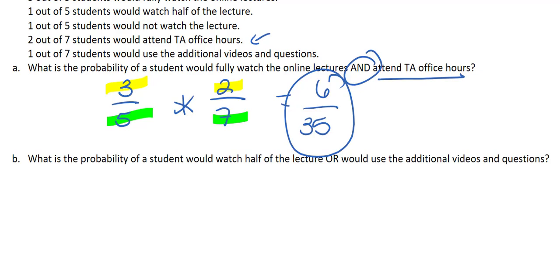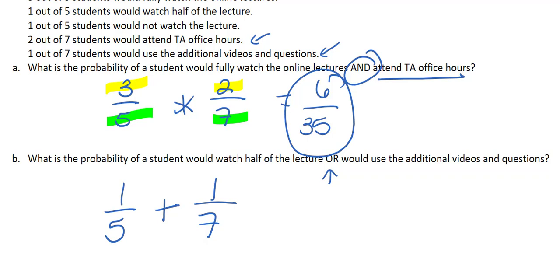So let's go ahead and look at the second one. So what's the probability of a student would watch half the lecture or would use the additional videos and questions? So notice we have an "or". This means we're going to go ahead and add the probabilities together. So let's go ahead and do that. So we have watch half the lecture. Well, that's only 1 out of 5 students, right? And then would use additional videos and questions for that probability. Well, that would be 1 out of 7. So notice we have 1/5 plus 1/7.